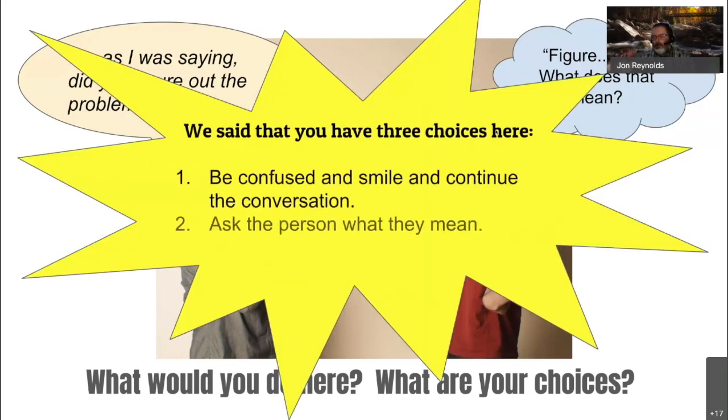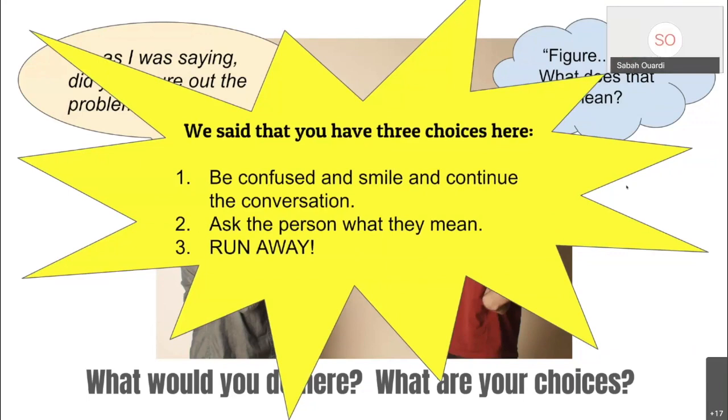All right, now, Saba, I want you to read these 3 choices here. Are you ready? Read these 3 choices for us again. We say that you have 3 choices here. Be confused and smile and continue the conversation. Ask the person what they mean. Run away. All right, so for example, if you did number 1, many students do number 1, right? We just smile.